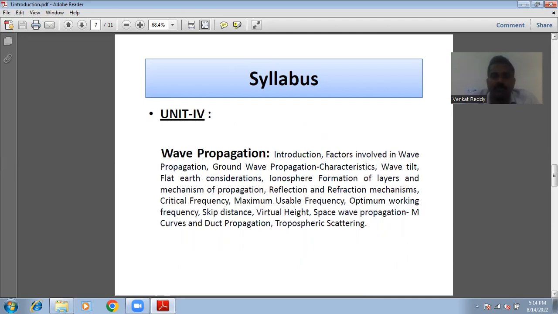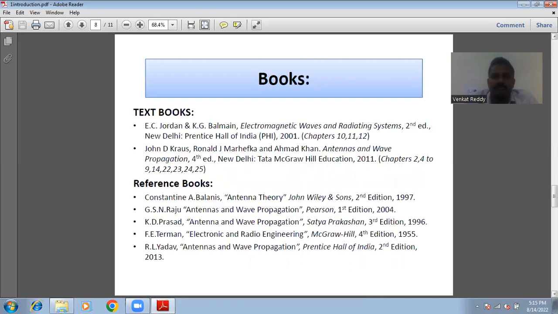Unit 4 is about wave propagation. What are the factors involved in wave propagation? Ground wave propagation characteristics, wave tilt, flat earth considerations, ionosphere formation of layers and mechanism of propagation, reflection and refraction mechanisms, critical frequency, maximum usable frequency, optimum working frequency, skip distance, virtual height, space wave propagation, M curves, and duct propagation and tropospheric scattering. All these things will come under Unit 4.